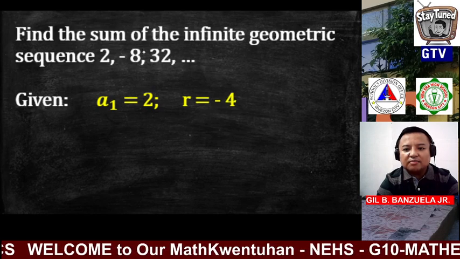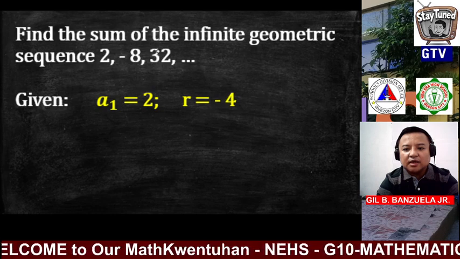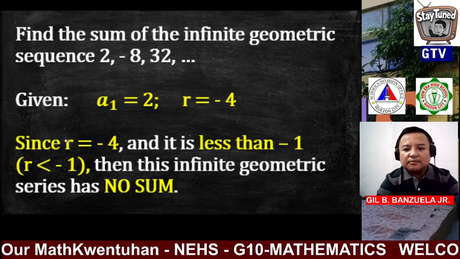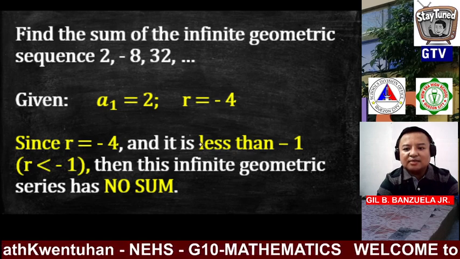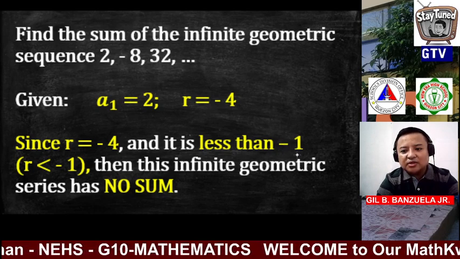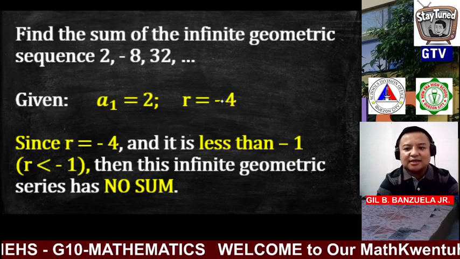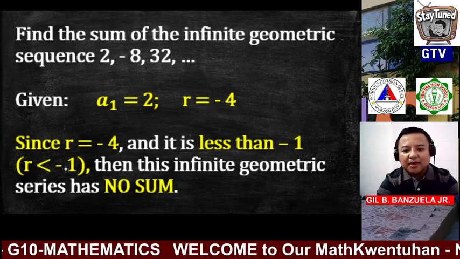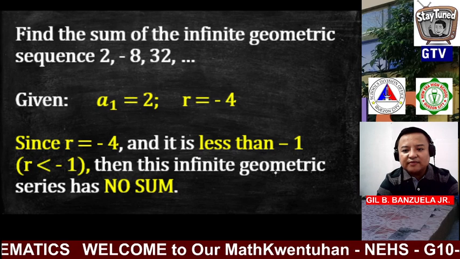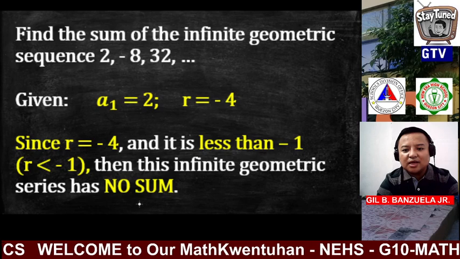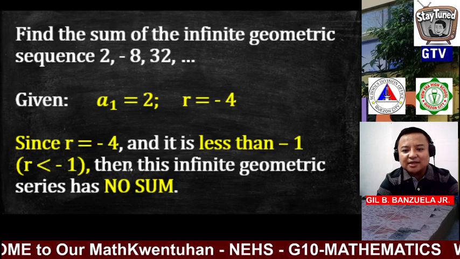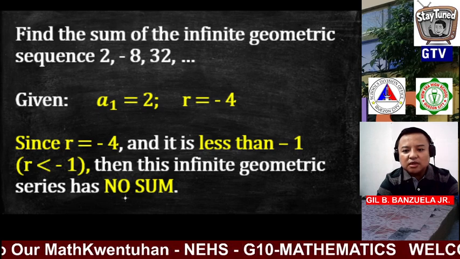So 32 divided by -8 is -4, and -8 divided by 2 is -4. Now, if you notice, -4 is less than -1, right? Because -1 is the highest negative integer. So, therefore, -4 is less than -1. If that happens, we are going to declare that this infinite geometric series has no sum, because a common ratio which is less than -1 has no sum.